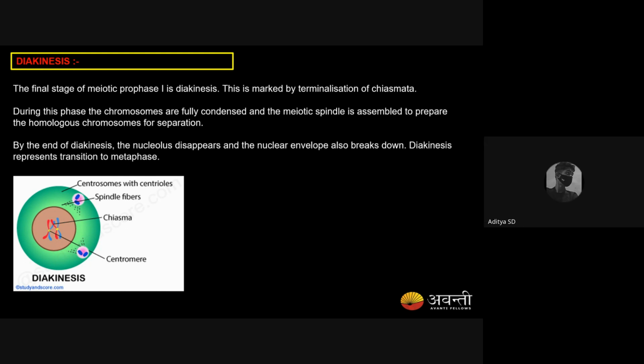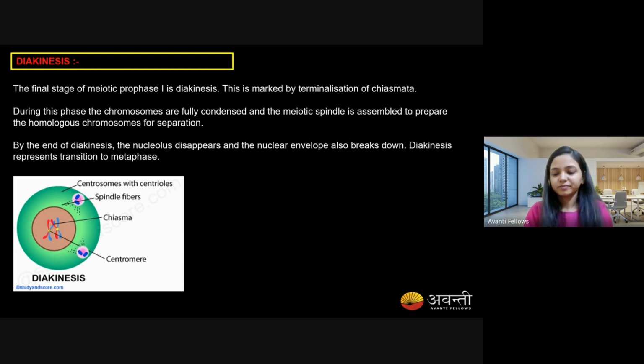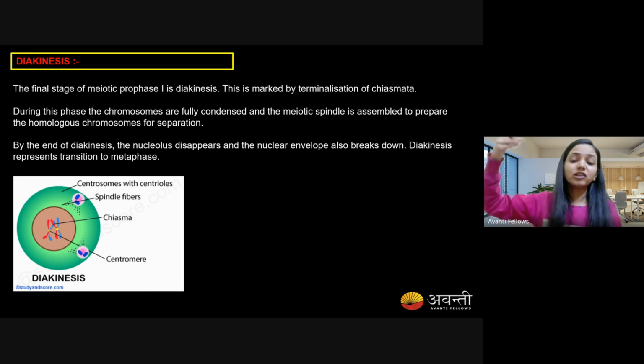Ma'am, the bivalent chromosomes align at the equatorial plate. All the chromosomes align themselves at the equator plate, and that equator plate is known as the metaphase plate. Here it is also the same. After finishing diakinesis, the cell will enter metaphase 1, in which all chromosomes align themselves at the equator and their kinetochores get attached to spindle fibers.